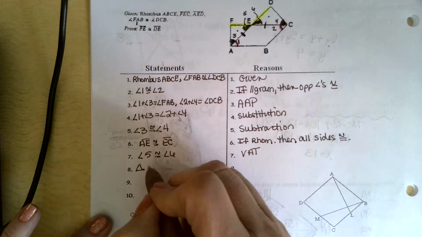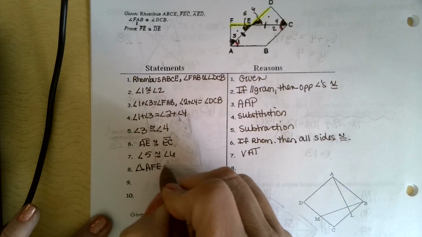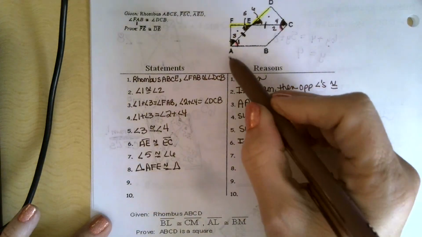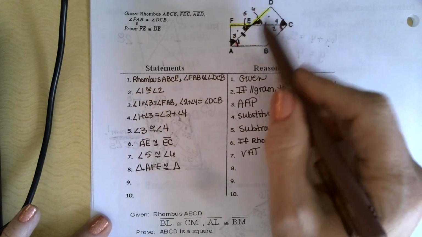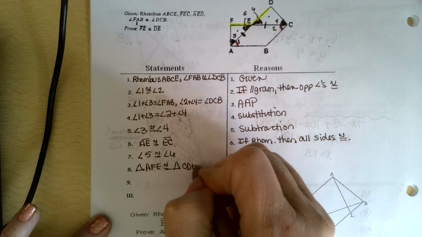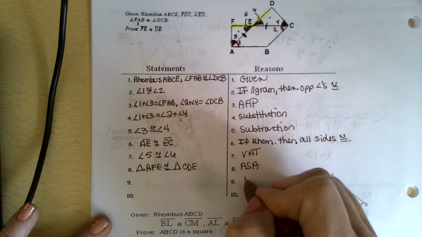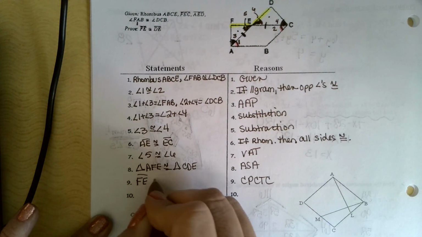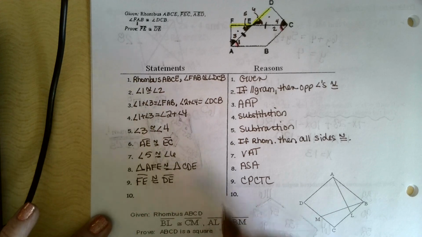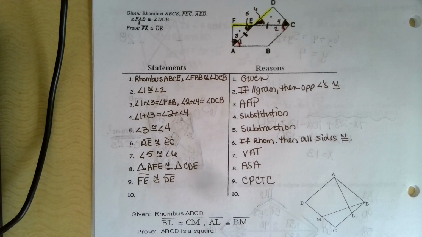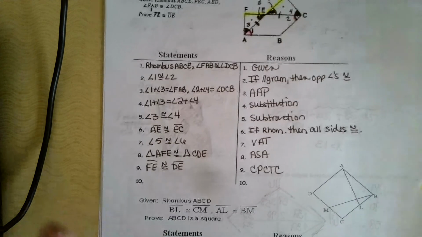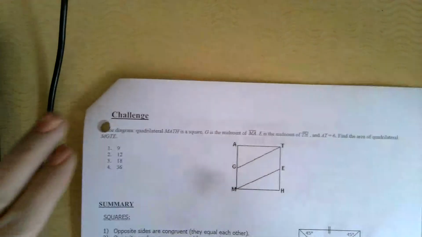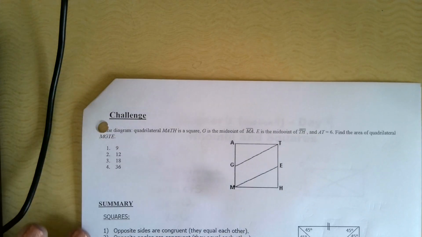Let's say triangle AFE is congruent to triangle CDE, angle, side, angle, and then I'm able to finish my proof by saying FE is congruent to DE by CPCTC. Tell me that was not a difficult proof. That was not a difficult proof. Okay, but I'm not going to make you do this next one. We may do it in class. Okay, so let's just go over here and look at the challenge.